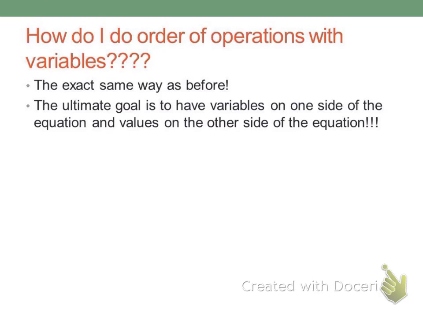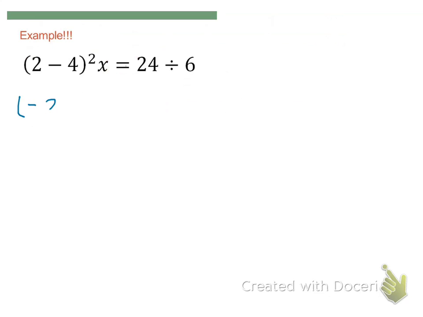How does the order of operations change with variables? It doesn't. We want to do it the exact same way as before, but our ultimate goal is to get the variables on one side and all the numbers on the other. That way we can solve for whatever the variable is. So here's an example. We have 2 minus 4 in parentheses, then have that squared, times x, and that is equal to 24 divided by 6.